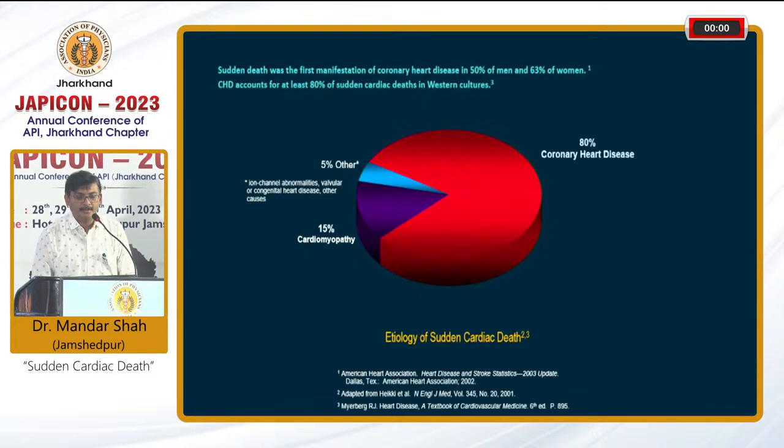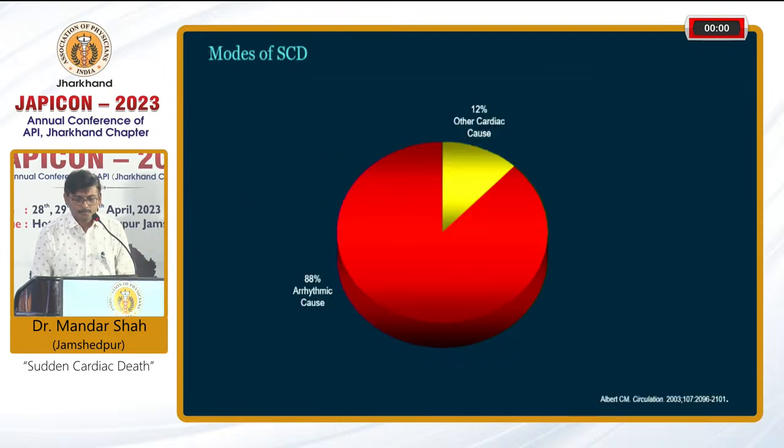In 80% of cases, sudden cardiac death is because of coronary artery disease. In 15% of cases, it is because of LV dysfunction and cardiomyopathies. And 5% is because of channelopathies. Again, mode of death: in 88% of cases, it is an arrhythmic cause of death that leads to sudden cardiac death. Again, out of these arrhythmias, 90% are tachyarrhythmias, ventricular tachycardia or ventricular fibrillation.